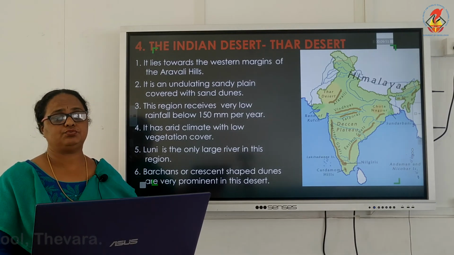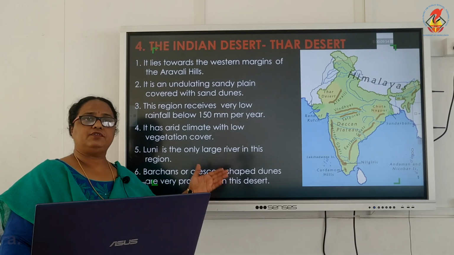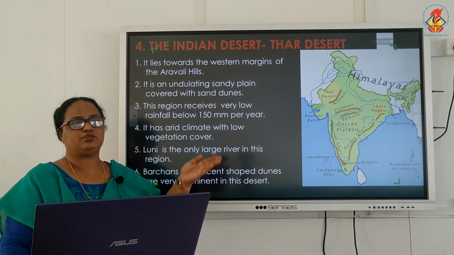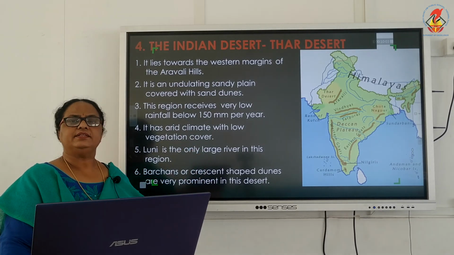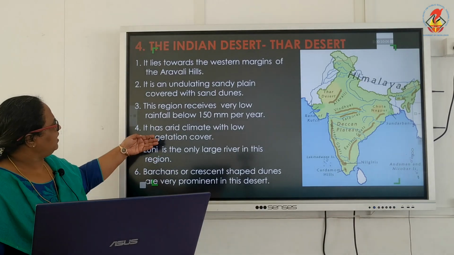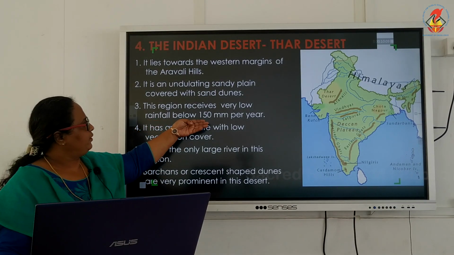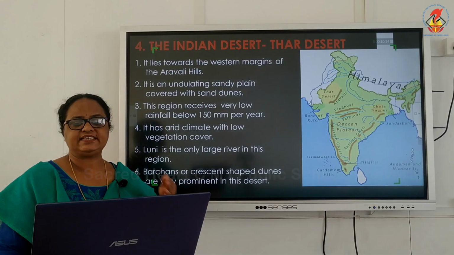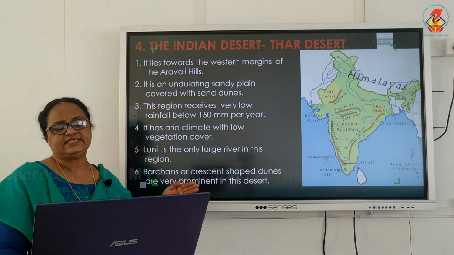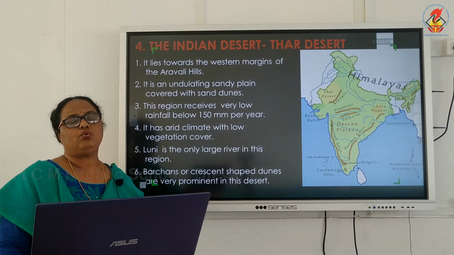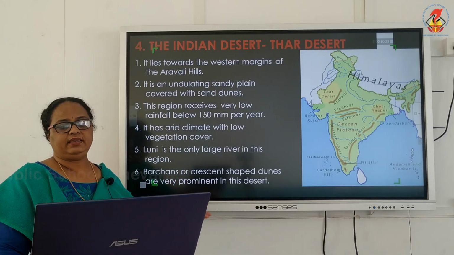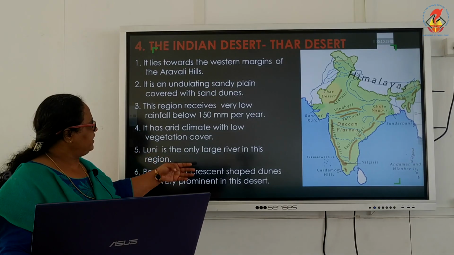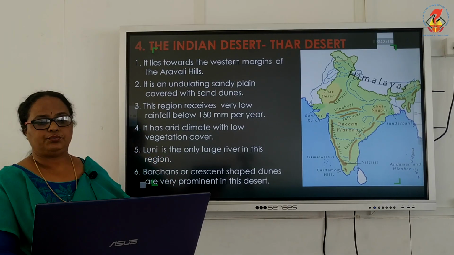We are aware of a lot of sand dunes, loose sands. If there is a high breeze, then there is a tendency to form sand dunes. Then this region receives very little rainfall, that is below 150 millimeters per year. So it has very scanty rainfall, and since it has very low rainfall, it has an arid climate with low vegetation cover. And Luni is the only large river in this particular region.